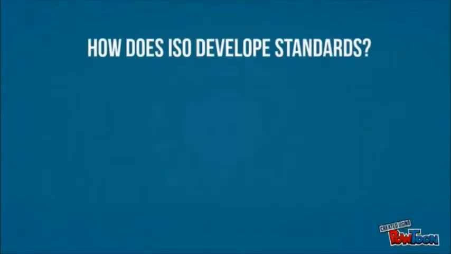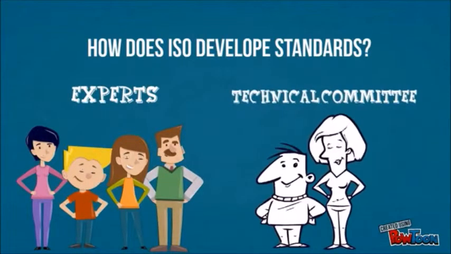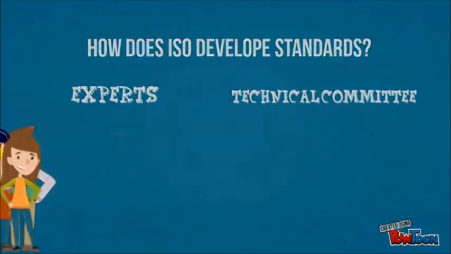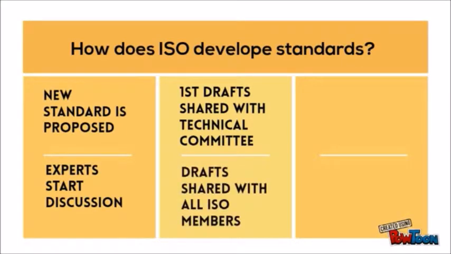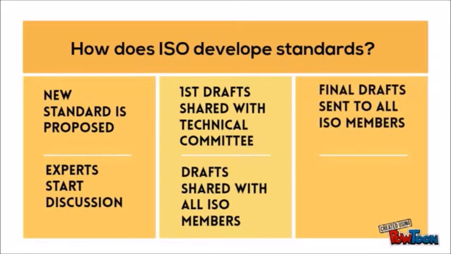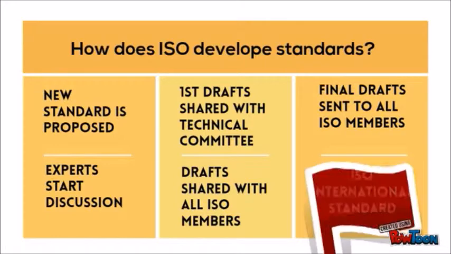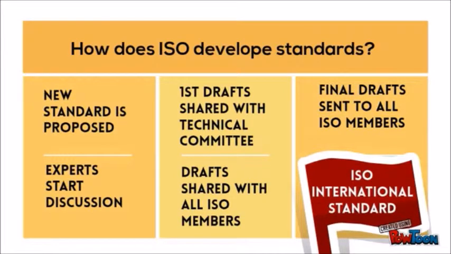How does ISO develop standards? An ISO standard is developed by a panel of experts within a technical committee. Once the need for a standard has been established, these experts need to discuss and negotiate a draft standard. As soon as a draft has been developed, it is shared with ISO's members who are asked to comment and vote on it. If a consensus is reached, the draft becomes an ISO standard. If not, it goes back to the technical committee for further edit.